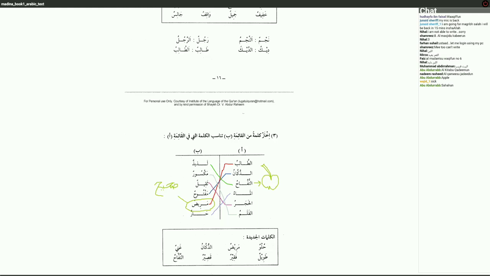حلو. I don't know where that word came from. I don't remember seeing it in the lesson. Hulwun. Jayid, ahsant. It means sweet. You know the opposite of hulwun? The opposite is? Anybody?